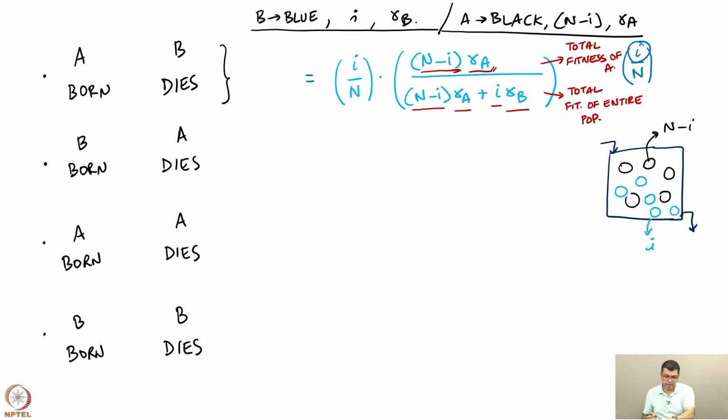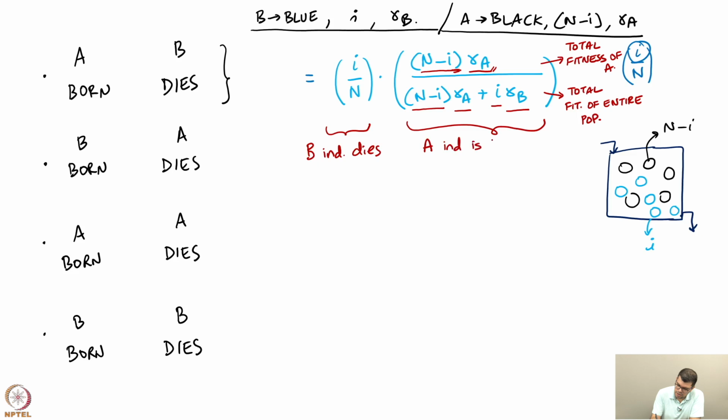So, these two multiplied with each other give me an expression for the probability that in the next instant in the reactor, a B type individual is going to die and an A type individual is going to be born. This is the probability that a B individual dies, and this is the probability that an A individual is born. I hope that makes sense to everybody, but this is something that we are going to use quite often from here onwards.